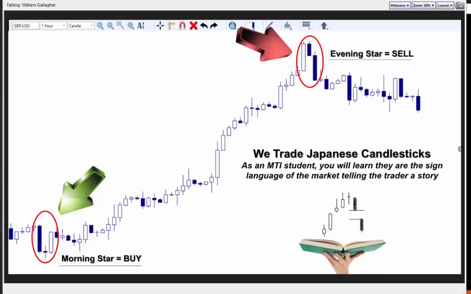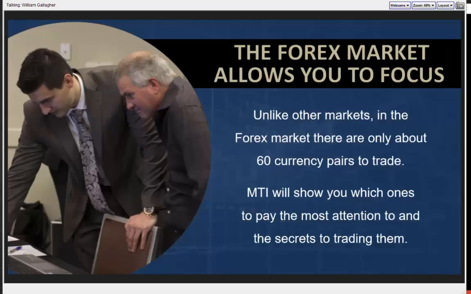Another neat thing about the Forex market is that it allows you to focus. In the stock market, there are thousands and thousands of stocks you can watch and trade. In the Forex market, there's only about 60 different currency pairs to trade. I personally look at 18 of them. When we pull up my charts, you'll see exactly which ones I look at. But ultimately, because we have 20 years of experience, we'll teach you and show you which ones to pay the most attention to. I teach you some of the secrets of trading them as well.